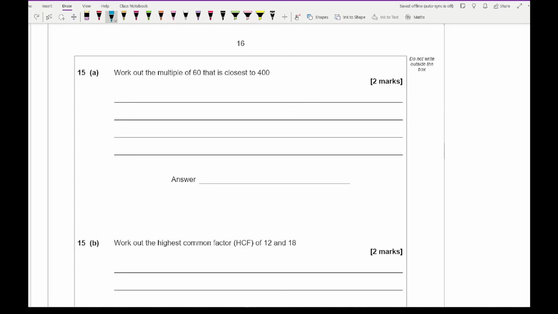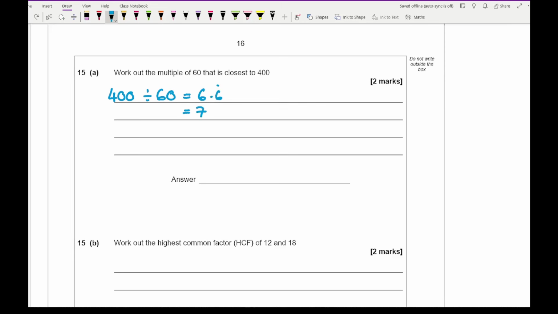Then for 15a, it says work out the multiple of 60 that is closest to 400. Now you can either use your calculator for this for 2 marks and just keep on adding 60 and see which one's closer to 400, or you can try and do it using a bit of math knowledge. Well, if I do 400 divided by 60 and I type that into my calculator, I get an answer of 6.6 recurring. So that rounded up is closest to 7.